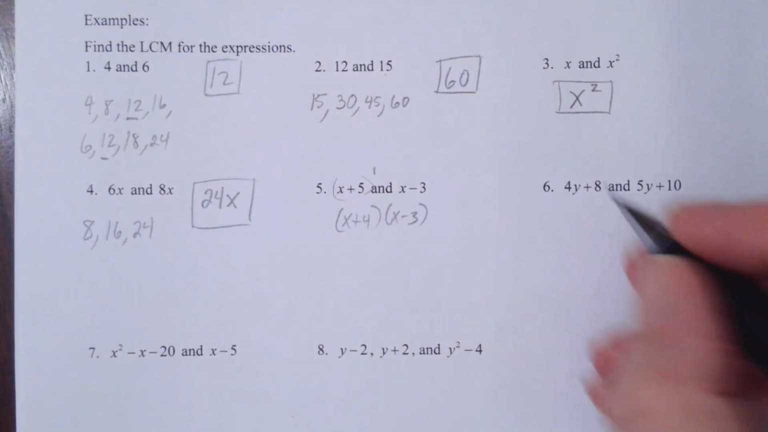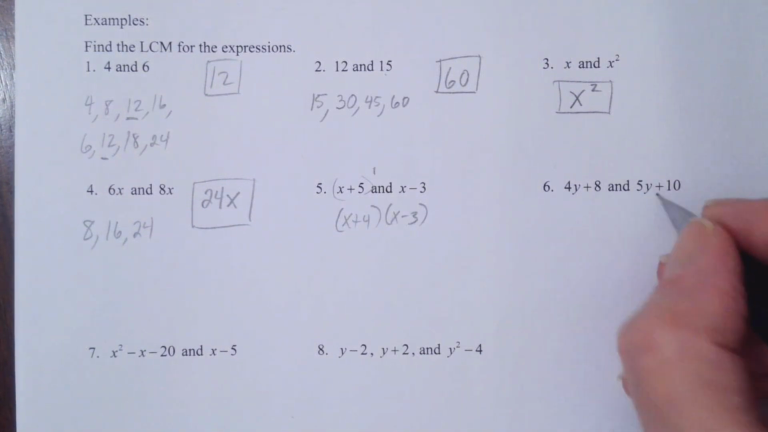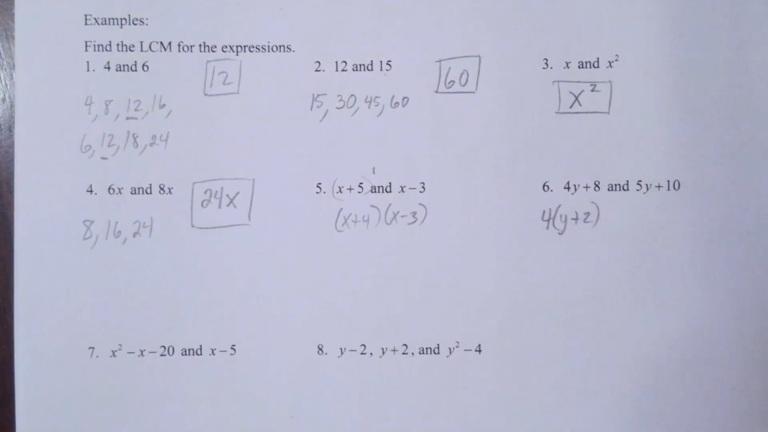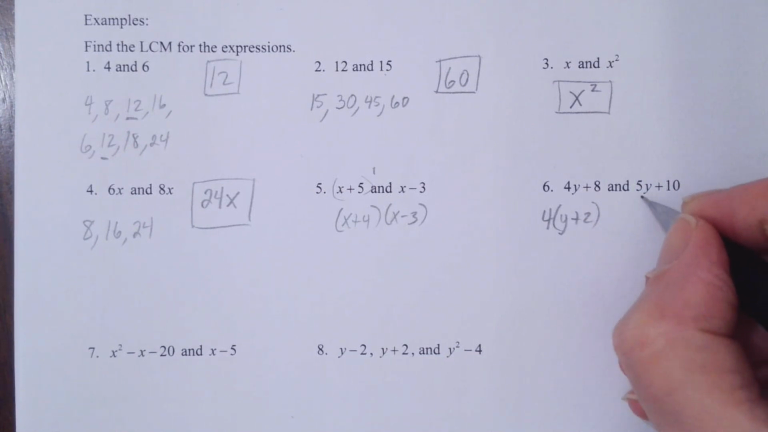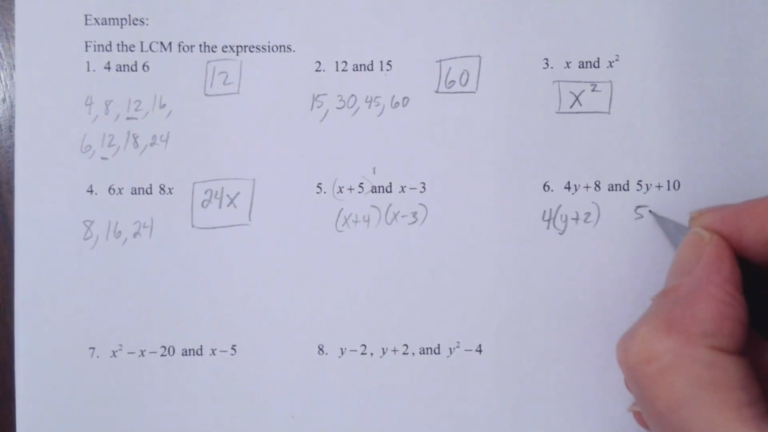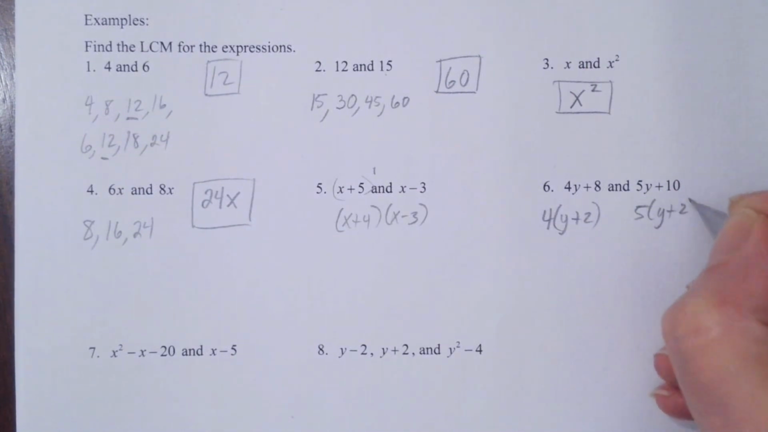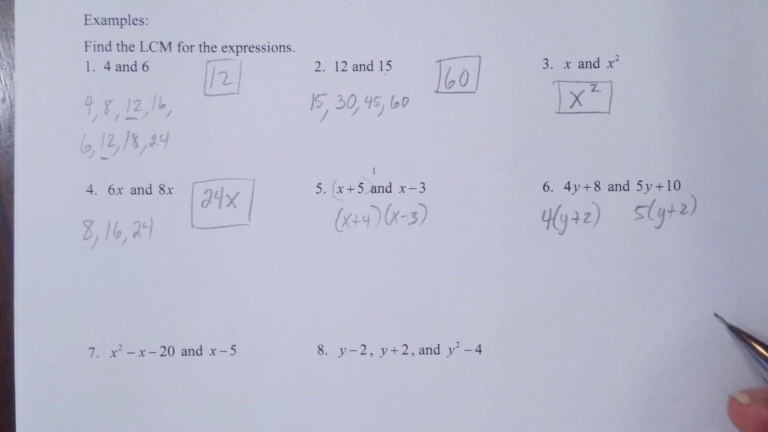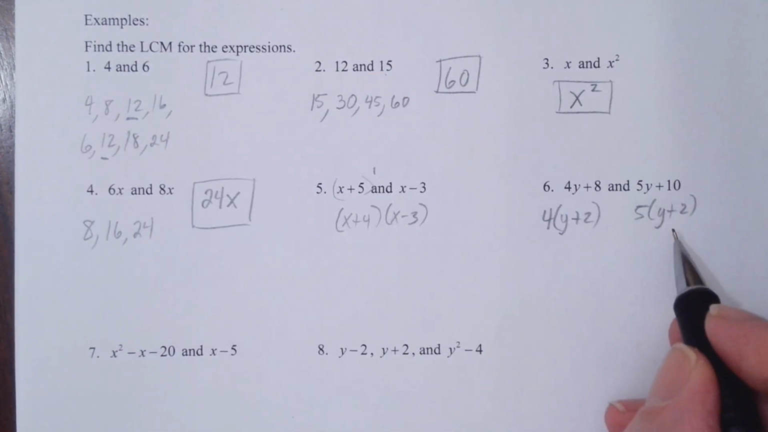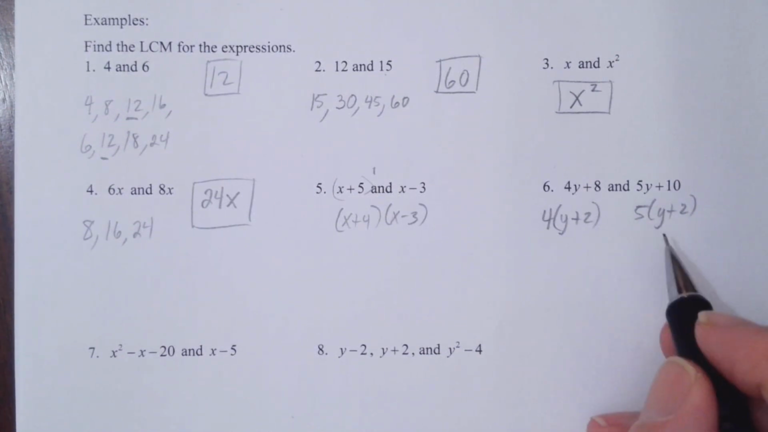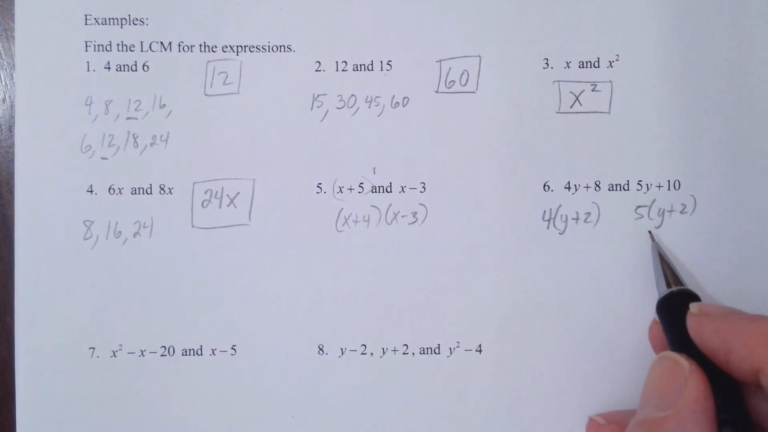All right, so let's look at number 6. The first thing we're going to need to do with these two expressions is factor out the GCF. This is 4 times y plus 2, and 5y plus 10 can be written as 5 times y plus 2. So you'll notice, first of all, we have a common factor of y plus 2. Or I should say, each of these has a factor of y plus 2. That's going to be our algebraic factor.